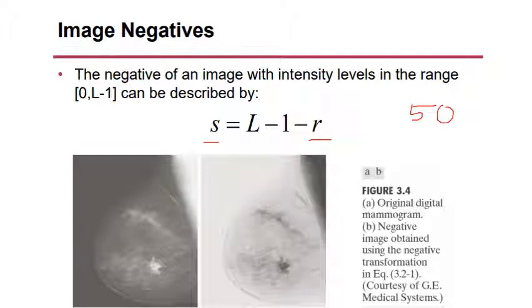Basically, if R is 0, the output should be 255. If R is 255, the output should be 0. So the negative of an image with intensity levels in the range 0 to L minus 1 can be described like this. This is the equation, and I hope you understood this.